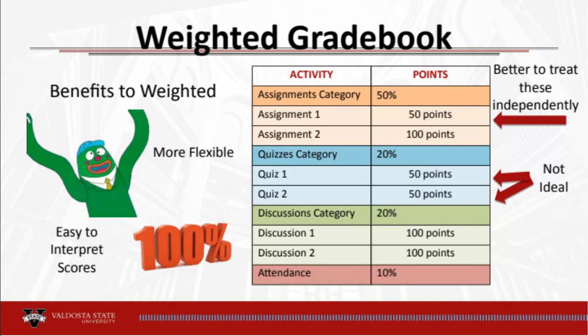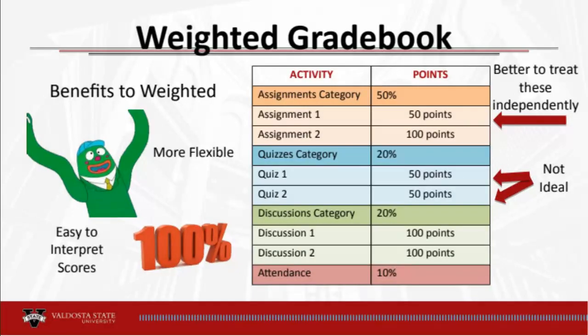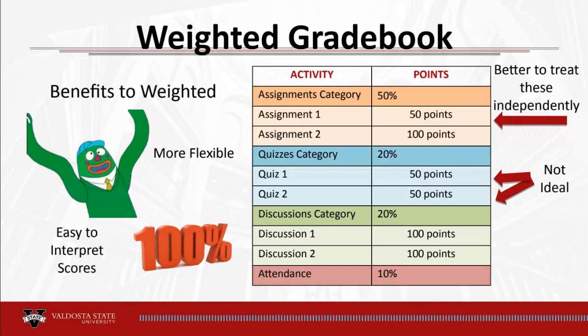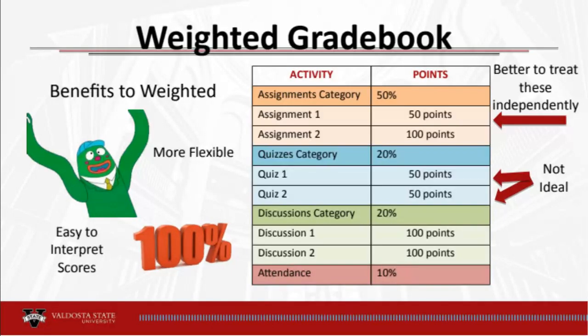Now, in the assignments category, it's a little bit different from this slide here. Assignment one is 50 points and assignment two is 100 points. And you might, for example, have different items from a category that you want not to weight equally. One of the things that's really helpful about a weighted gradebook is if you have a class where you have a bunch of formative assessments that are all weighted the same. So if you want quizzes to be 20% of your class grade and you're going to offer 10 quizzes, but they're all weighted the same within that category, a weighted gradebook is perfect.